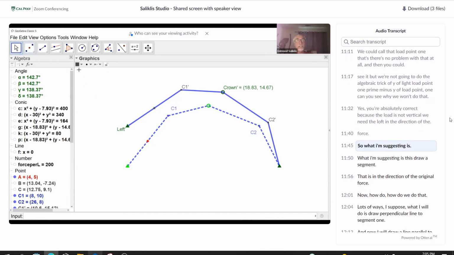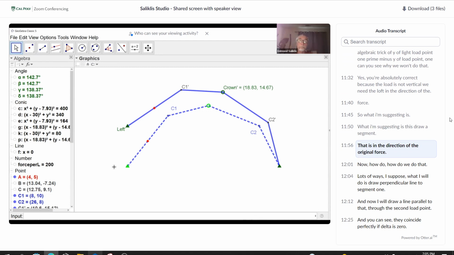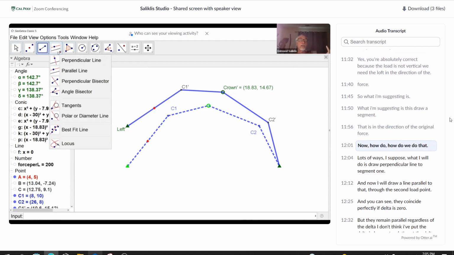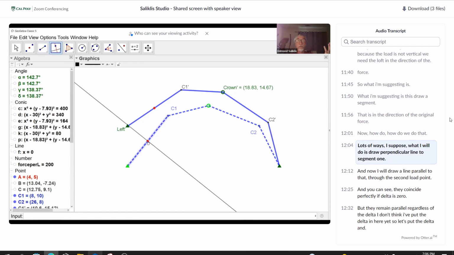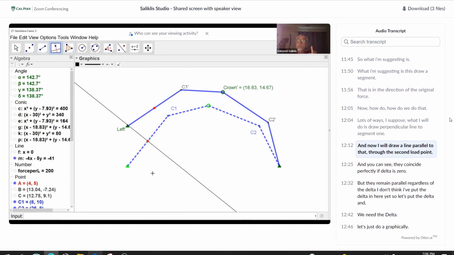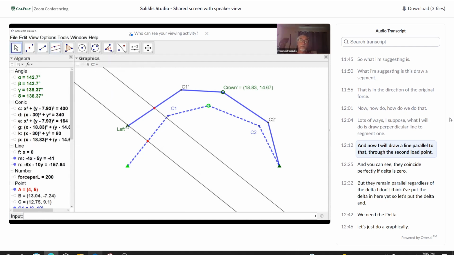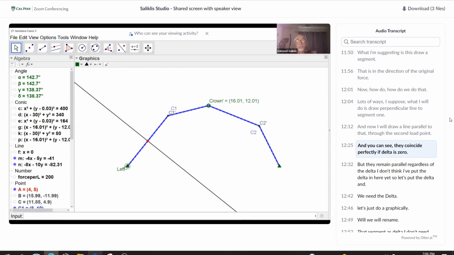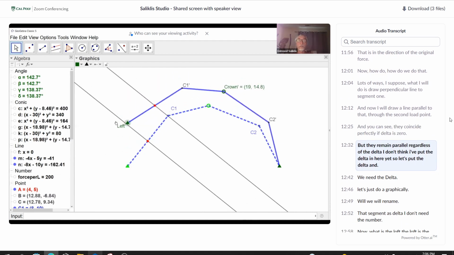So what I'm suggesting is this: draw a segment that is in the direction of the original force. Now, how do we do that? Lots of ways, I suppose. What I will do is draw a perpendicular line to segment one. And now I will draw a line parallel to that through the second load point. And you could see they coincide perfectly if delta is zero, but they remain parallel regardless of the delta.